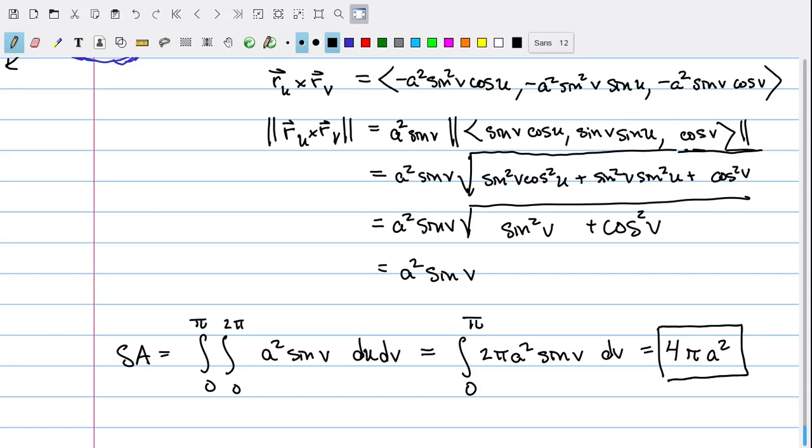There we go. And this matches exactly with the equation for the surface area of a sphere, because the surface area of a sphere of radius r is 4 pi r squared, and we got 4 pi a squared, and this was the sphere of radius a, so everybody's very happy.